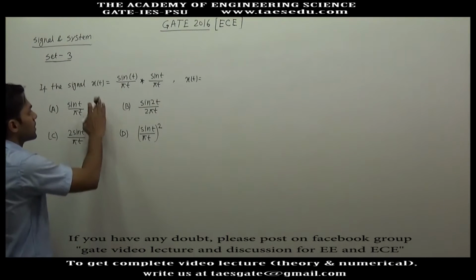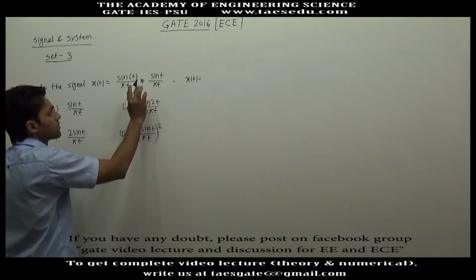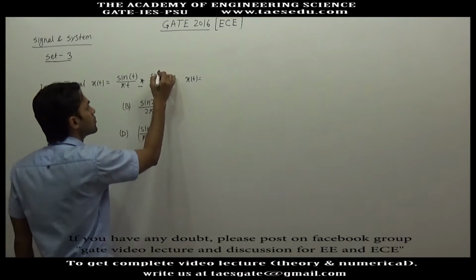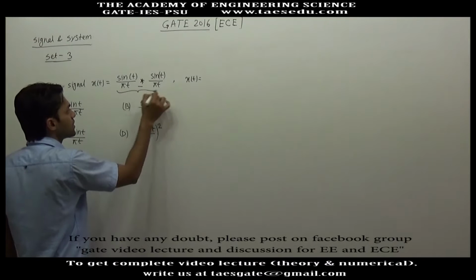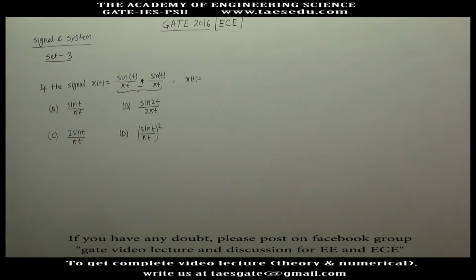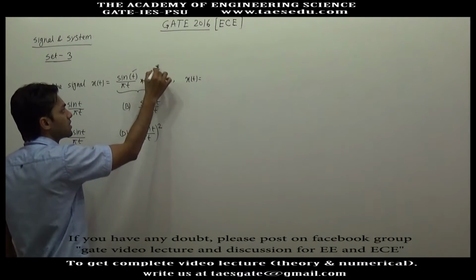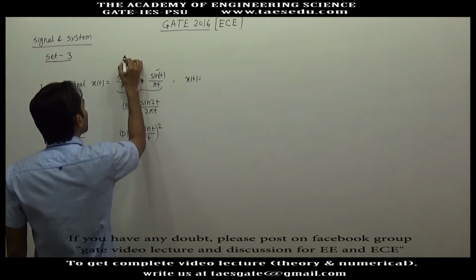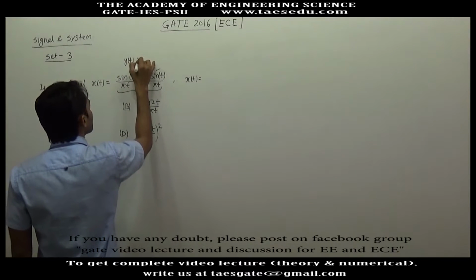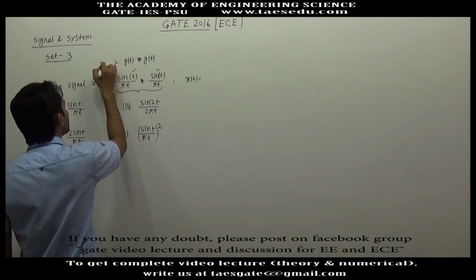Okay, here x(t) is given as sin t divided by pi t, convolution sin t divided by pi t. Basically we have to calculate this convolution. Finding the convolution in the time domain will be difficult, so it is better to convert. Let's say this is y(t), so we have to find y(t) convolution y(t), and this is x(t).